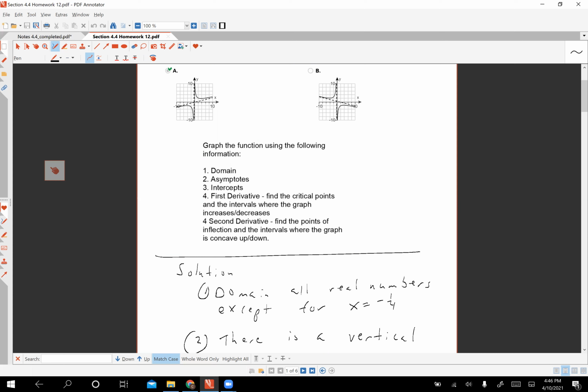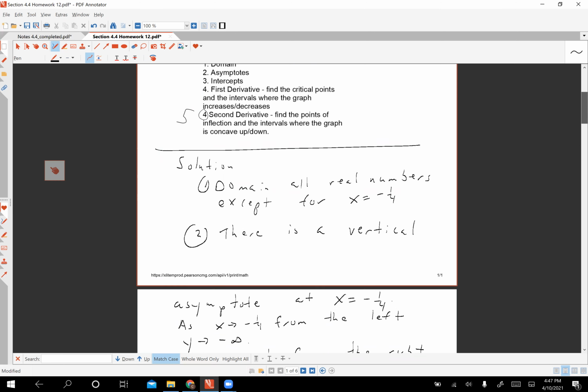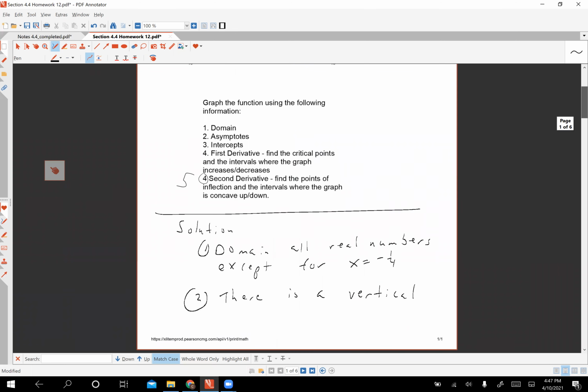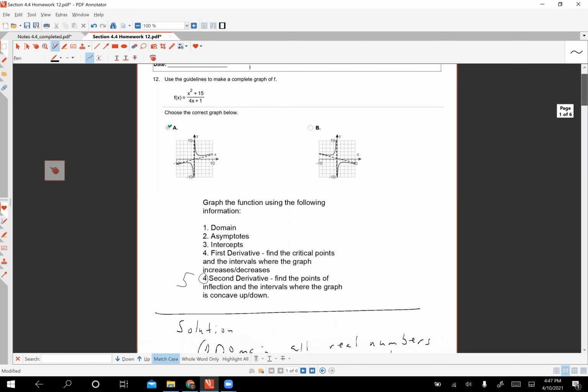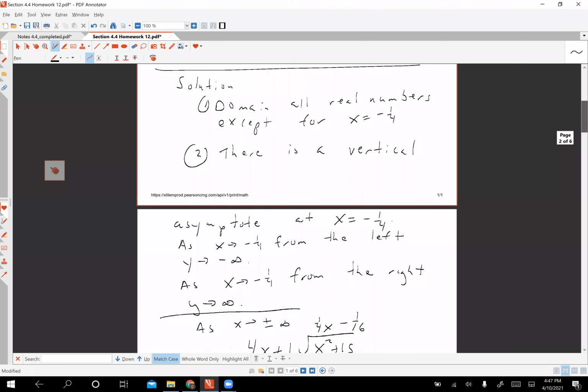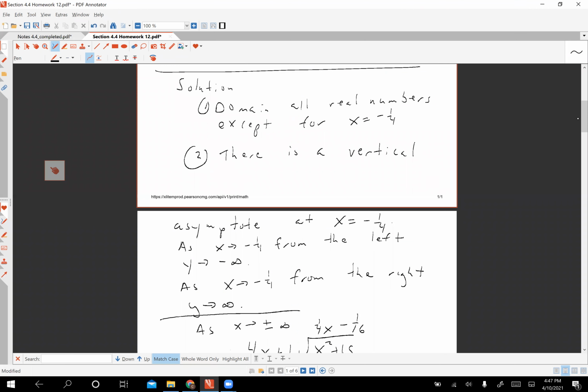Graph the function using the following information: the domain, the asymptotes, the intercepts, the first derivative, and the second derivative. I labeled second derivative twice as 4; it should be 5. Find the points of inflection and where the graph is concave up or down. So the domain is all real numbers except where 4x plus 1 is 0, and you get x equals negative 1/4. So x equals negative 1/4 is not in the domain, so there's actually an asymptote at that point.